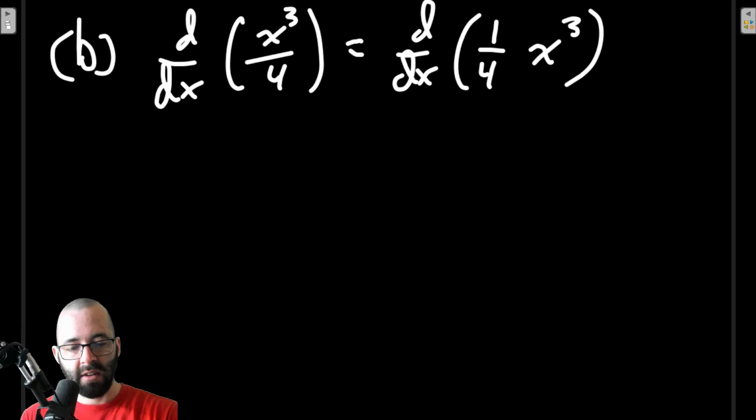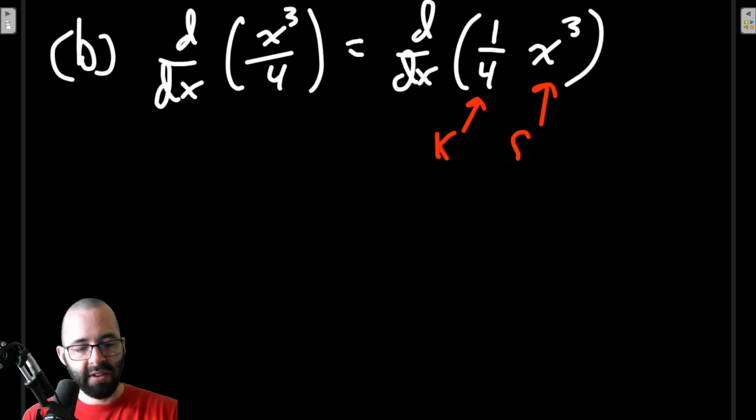So these really are the same things. And now again, right, this is our k. That's going to come out in front. This is our f of x. We'll differentiate that by itself. The 1/4 is going to come out in front. And then we'll take the derivative of x cubed.